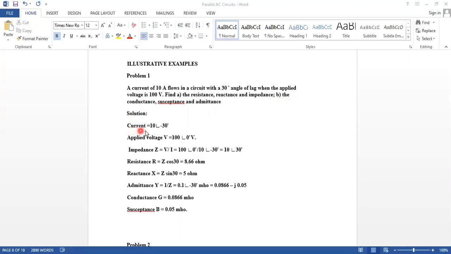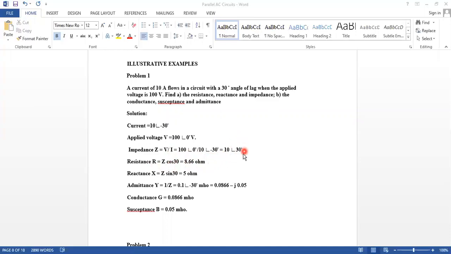So first let us write down the given parameters. Current is given as 10 at an angle 30. But here they have given you angle of lag, so it is written as minus 30. Applied voltage V is equal to 100 at an angle 0 degree volts, because usually voltage is taken as a reference, so its angle is 0 degree. Then impedance Z can be found out by dividing V by I. So 100 at an angle 0 divided by 10 at an angle minus 30, which is nothing but 10 at an angle plus 30.